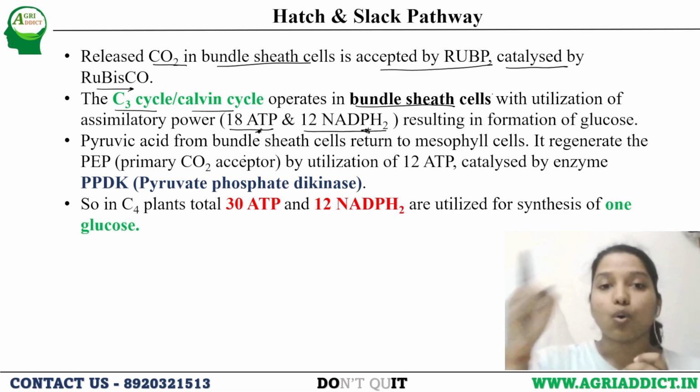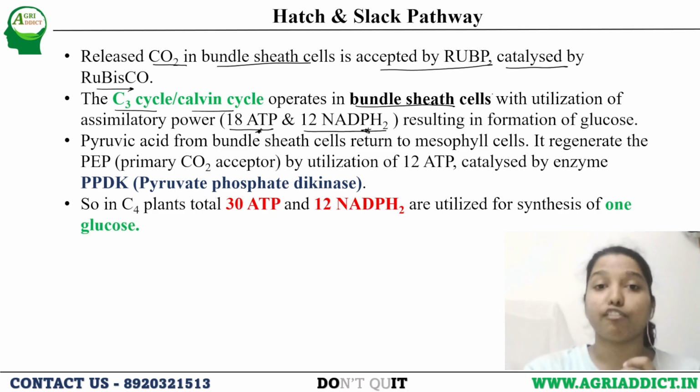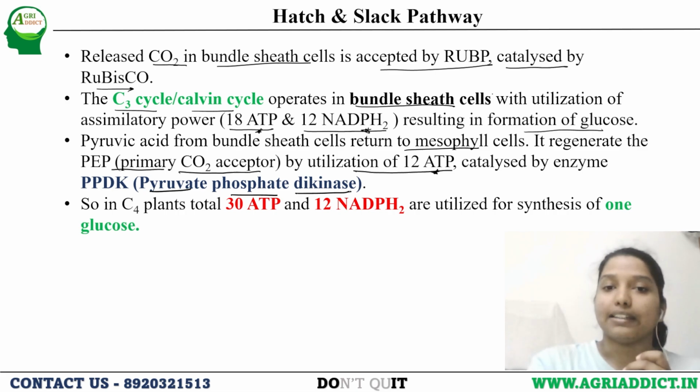That to run a whole one Calvin cycle for production of one glucose, we require 18 ATP and 12 NADPH2, resulting in the formation of glucose. Okay, pyruvic acid from bundle sheath cell returns to mesophyll cells. It regenerates the PEP, which is the primary carbon dioxide acceptor, by utilization of 12 ATP, catalyzed by enzyme pyruvate phosphate dikinase. Okay, so in C4 plants, total 30 ATP is required.